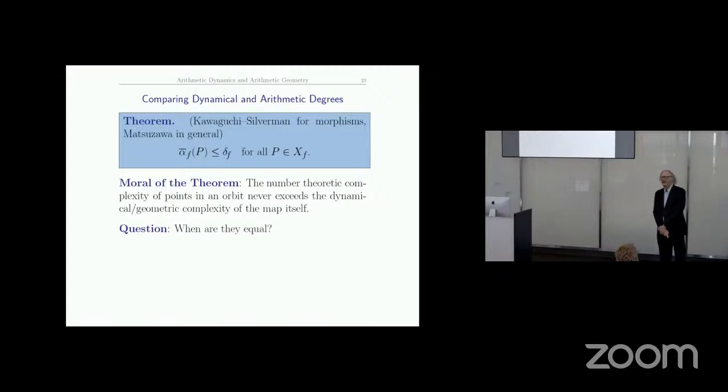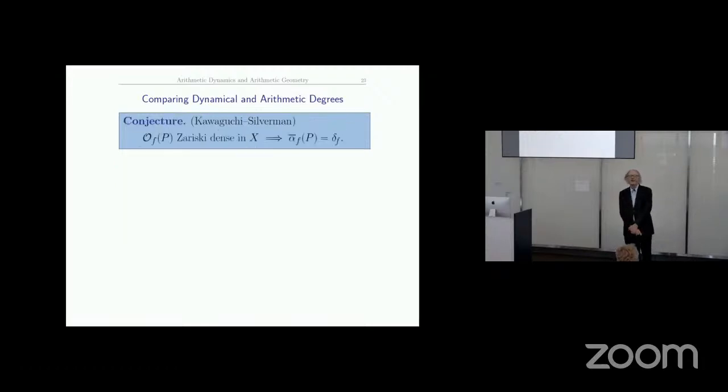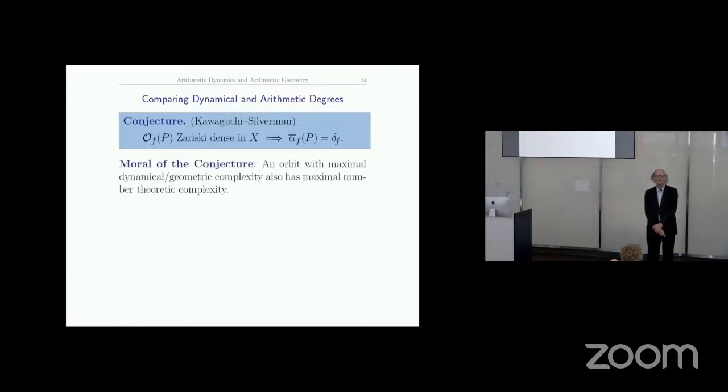And there, I wish I could say that Kawaguchi and I have proven a theorem, but we at least made a conjecture. We conjectured that if the orbit is dense, so big orbit implies that the arithmetic complexity is as large as possible. So maximal dynamical geometric complexity in terms of the orbit being dense implies maximal number theoretic complexity, that the arithmetic degree is as large as possible.